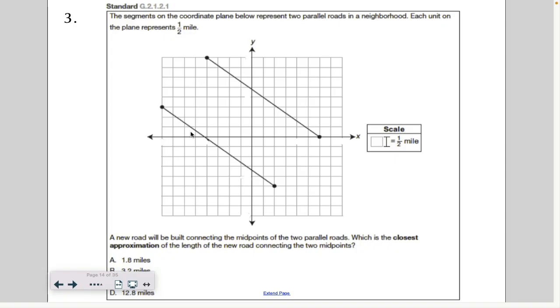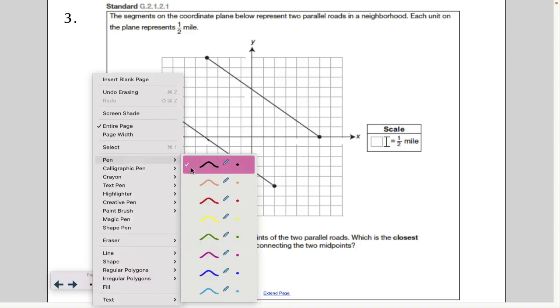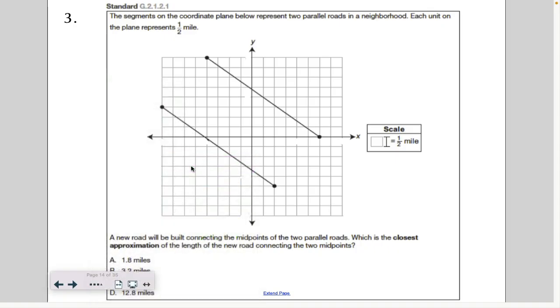A lot of you have a choice, but you have no reasoning to back it. Also, some of you do have it wrong. The segments on the coordinate plane represent 2 parallel roads in the neighborhood. That's actually pretty crucial. They tell you they're parallel. Let's pretend they didn't tell me that. Couldn't I just find the slopes and prove they're the same? I don't have to because they told me, but if I was suspecting they were parallel, I could find these slopes and they're the same.